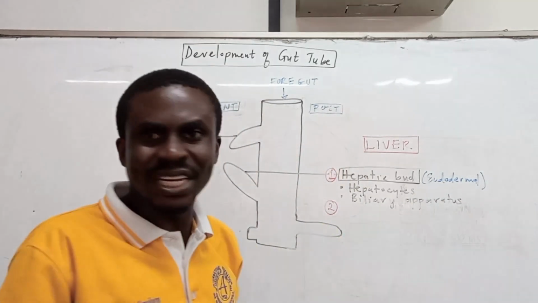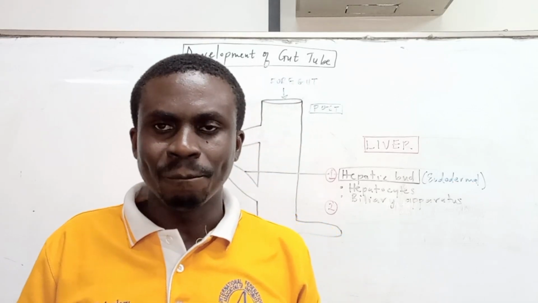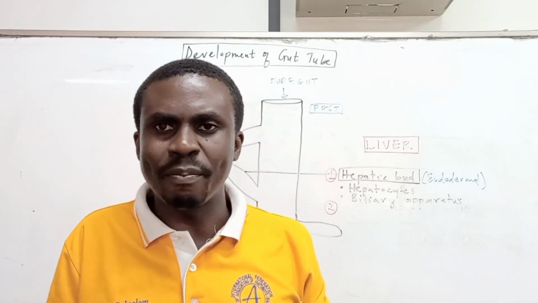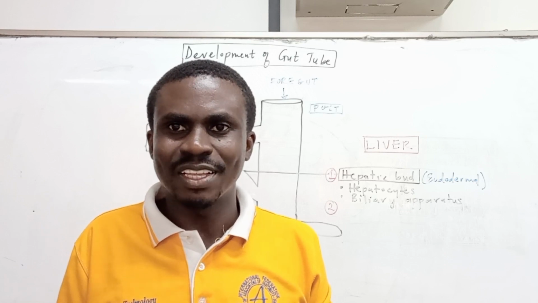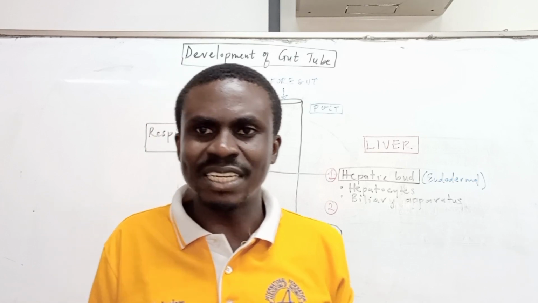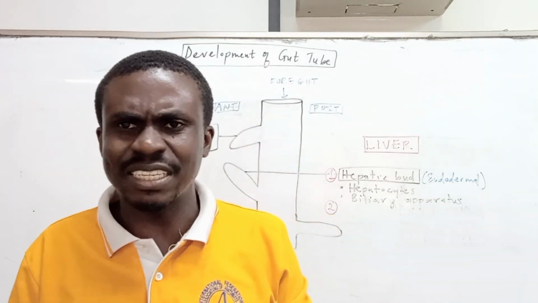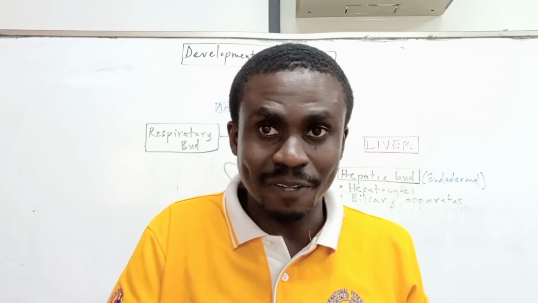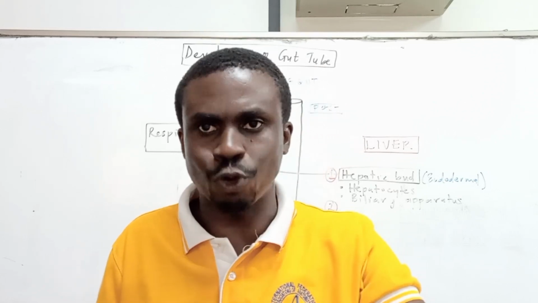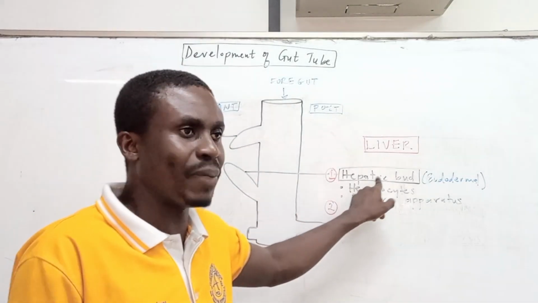The biliary apparatus: the gallbladder itself, the common bile duct, the common hepatic duct, the right and left hepatic bile ducts, the cystic duct. Anything about the bile, as far as the biliary apparatus is concerned, will be coming from the hepatic bud.